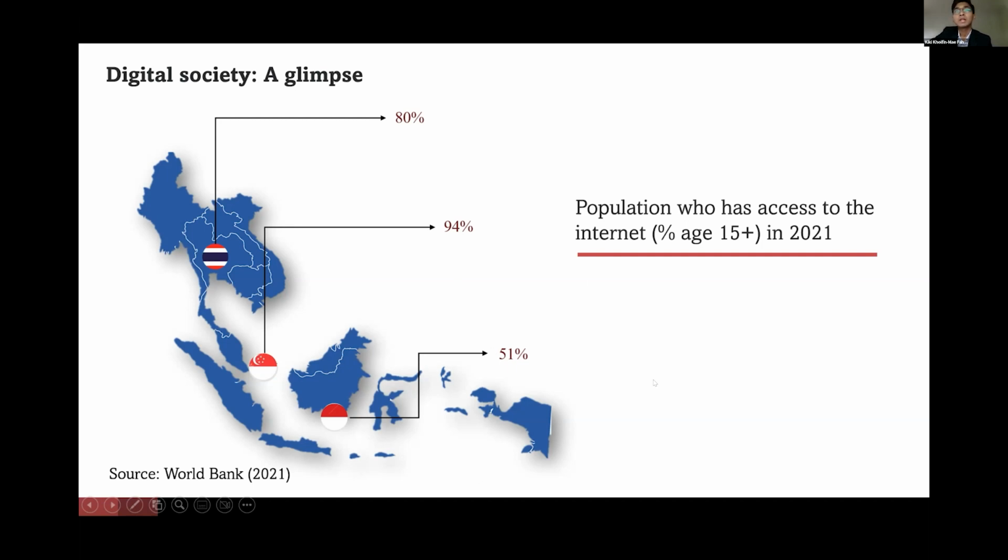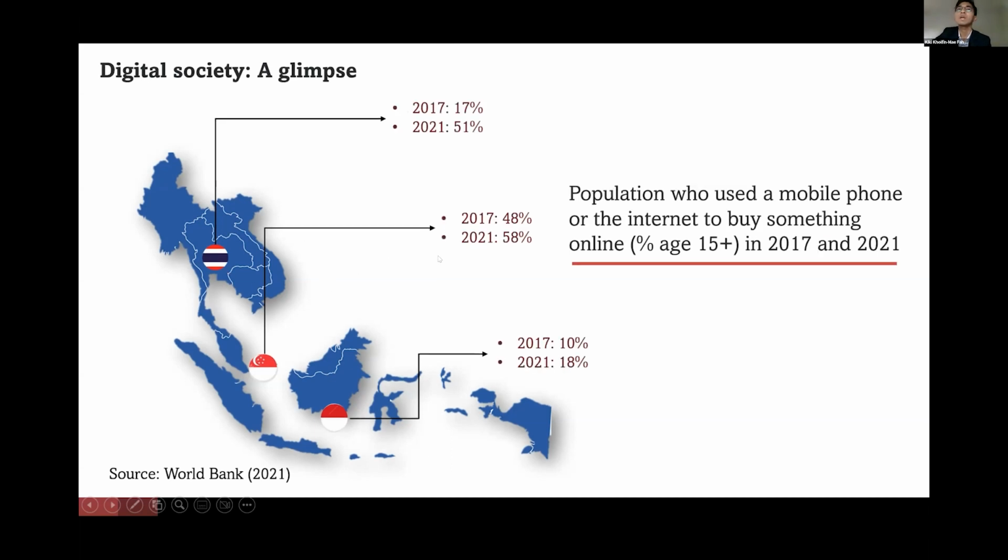The data from the World Bank in 2021 shows the population aged above 15 who have access to the internet: in Indonesia it is around 51%, in Singapore around 94%, which is very high, and in Thailand around 80%. Next, I would like to move to the data about the population above 15 years old who use a mobile phone or the internet to buy something online, for 2017 and 2021.